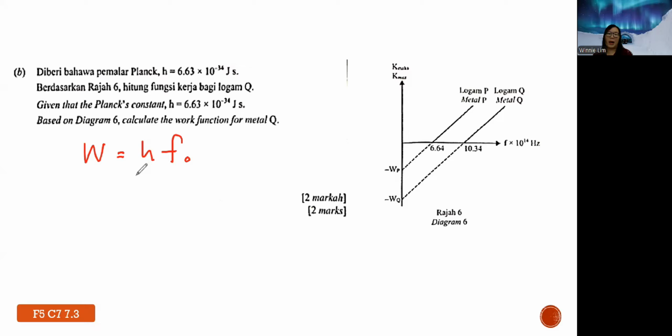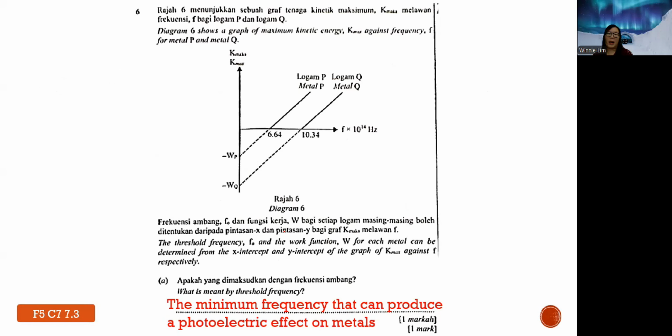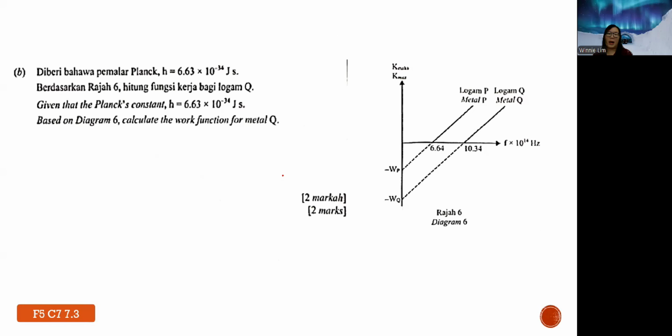So you have the f0 on the previous page, which is 6.64 times 10 power of 14. Hence you can calculate it, just substitute inside. Okay, wait, sorry, the one for Q, so just now the teacher mentioned 6.64, wrong, it's for Q, so it's 10.34.